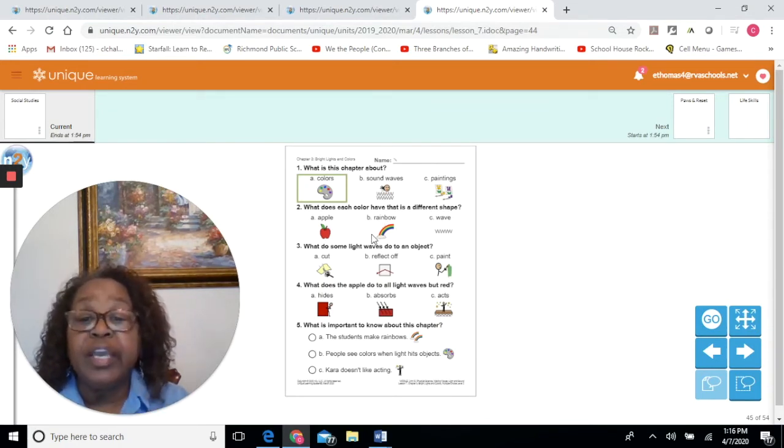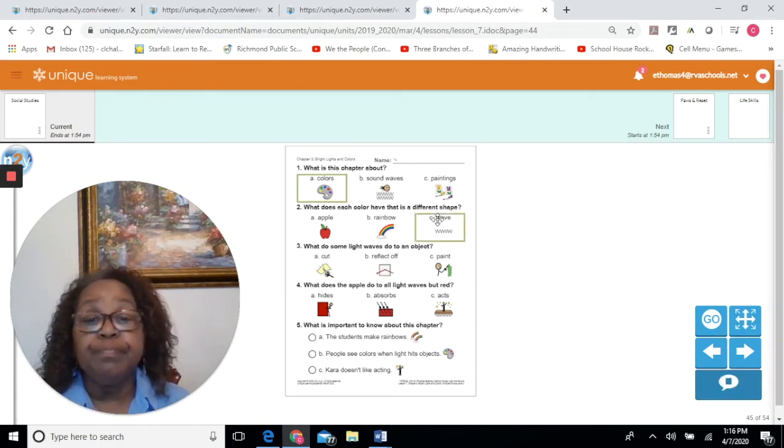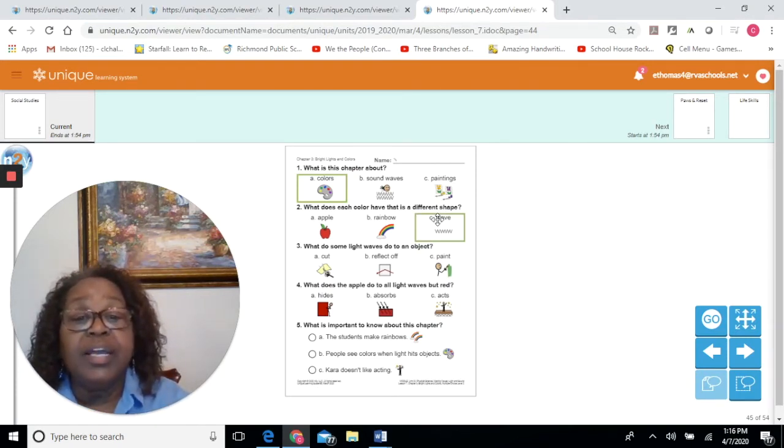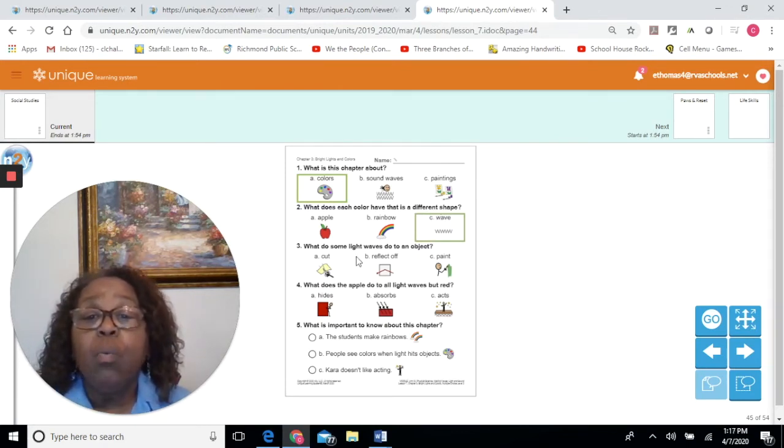So for this one, again, we were able to slash two answers that were definitely not it. And what we come up with is, what does each color have that is a different shape? Waves. Each color has a different shape wave. Excellent.